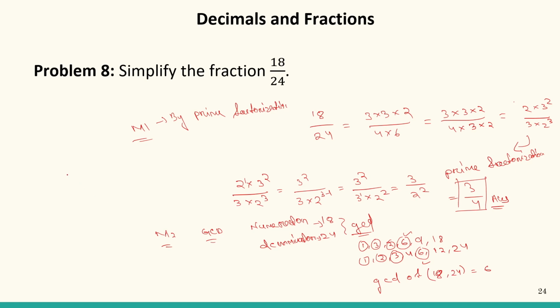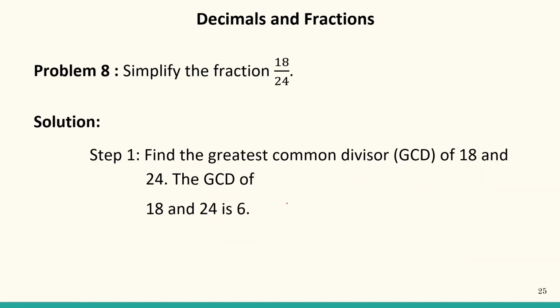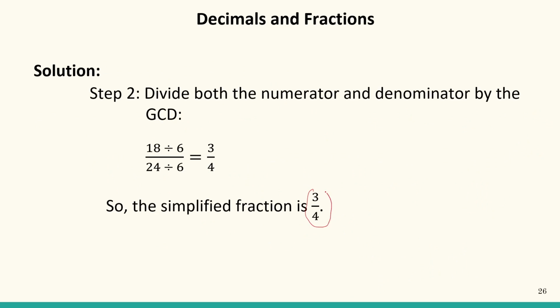Okay, so what we will do is we will divide 18 by 6 and 24 by 6. So what it will give us is 3 in the numerator, and in the denominator what we will get is 4. So you can see that we are getting the same answer, just using two different methods. Okay, we solved it by two different methods. So the first method was by prime factorization, and the second method was by GCD. Okay, and we are getting the same answer. Okay, so here you can see the answer.